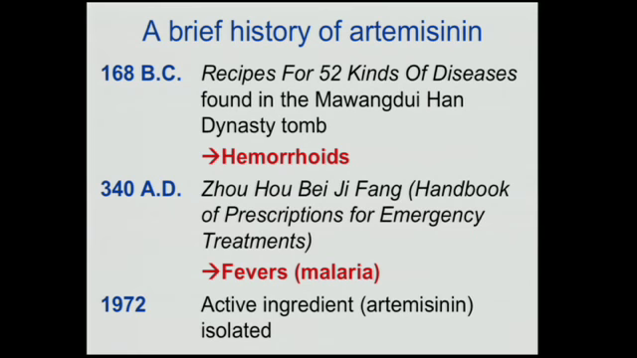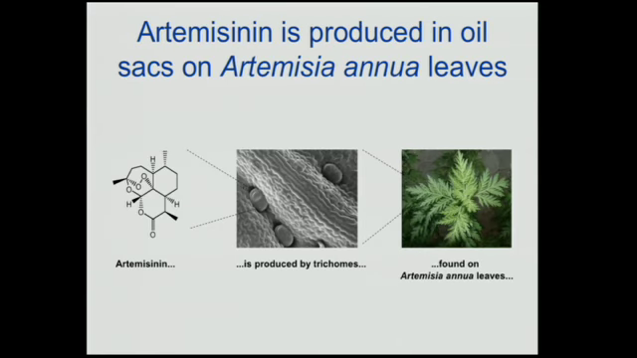And then it was pretty much forgotten until the 70s, when the Chinese were fighting in Vietnam and needed something to replace chloroquine and quinine. They went back to their ancient literature, pulled up artemisinin, purified the active ingredient, and characterized it. And we have it available today. And it's produced, as I said, in this plant, and it accumulates in these little oil sacs on the leaves.